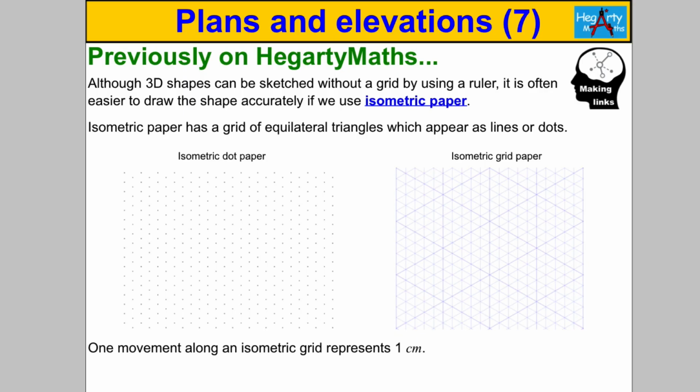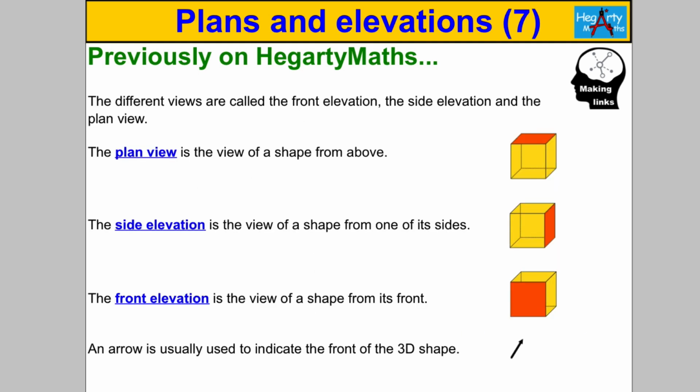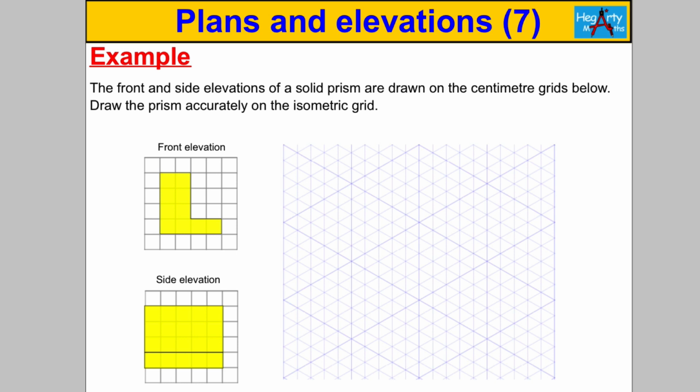Previously, we have had a 3D shape on an isometric grid, and we were asked to draw the plan view, side elevation, front elevation. Here we're going to be given the plan view, side elevation, or front elevation, or some combination, and we're going to be asked to draw the shape. So here's our first one. Pause and have a go.